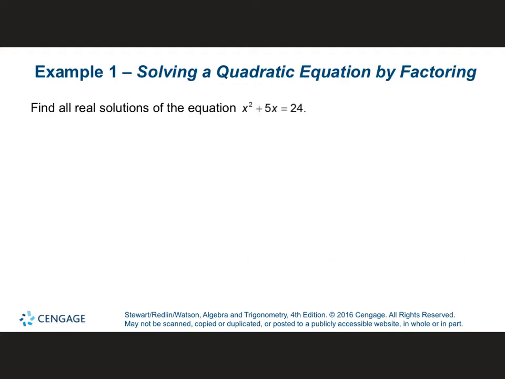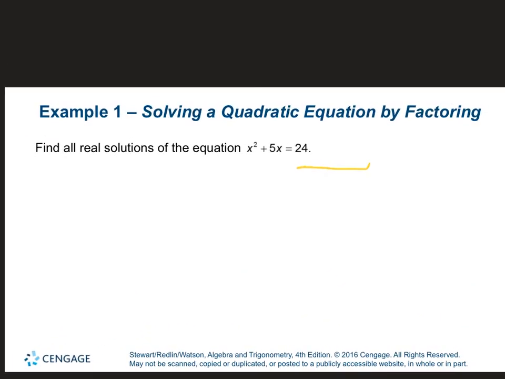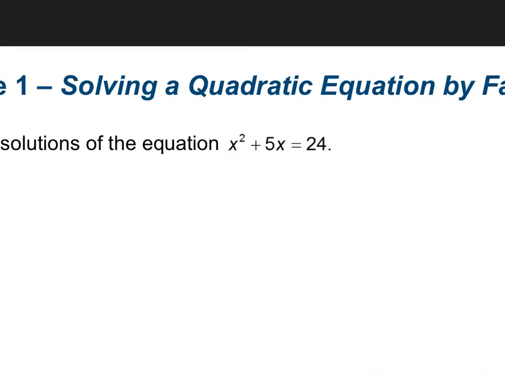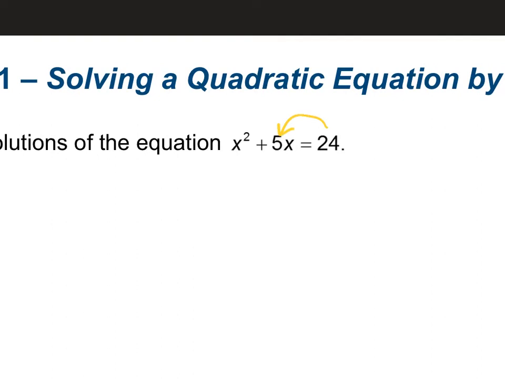All right, so look at this first one. It says to find all the real solutions, meaning we don't care if there's imaginary ones. We don't want to talk about them. We're just talking about real ones. Tomorrow we'll talk about imaginary. But if I'm going to factor this, the first thing I have to do is move 24 to the other side. So I have x squared plus 5x minus 24 equals 0.